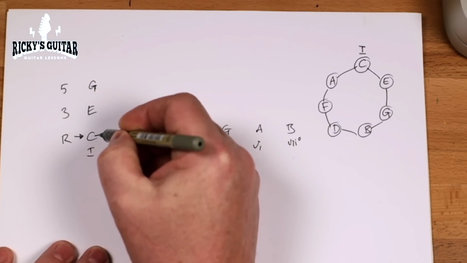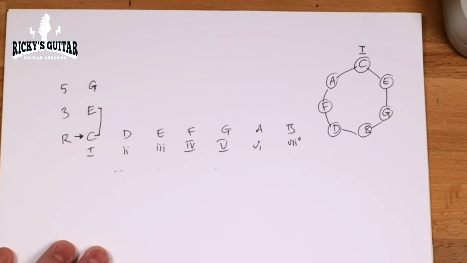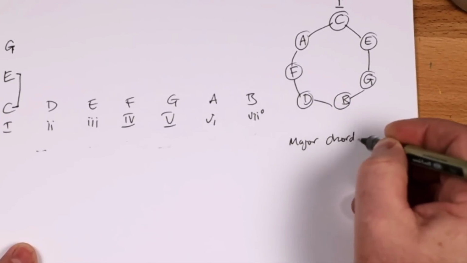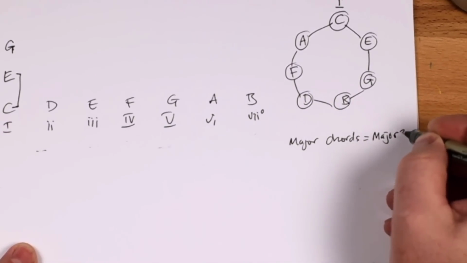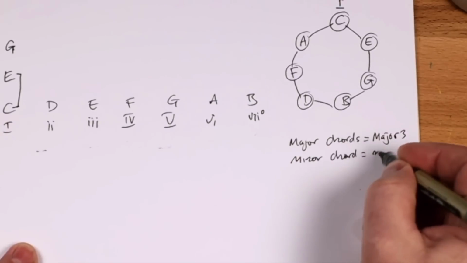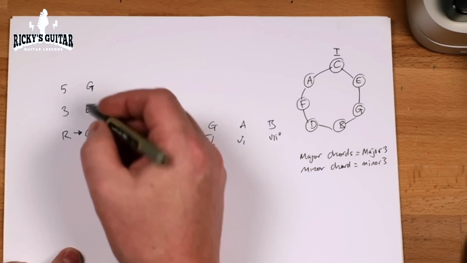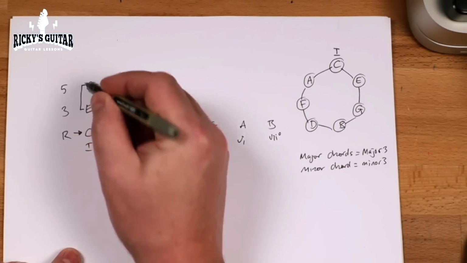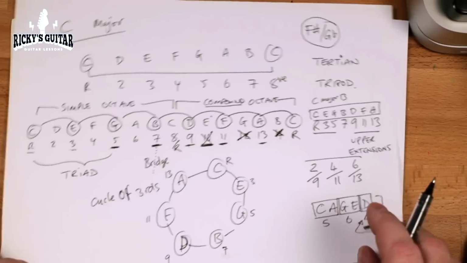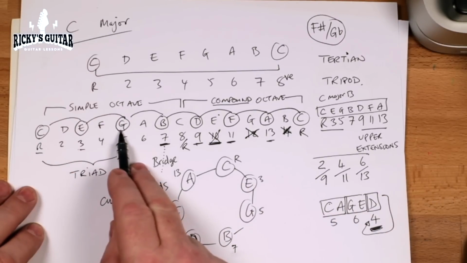The distance between C and E is a major third, and that's what defines the tonality of the chord. Major chords, they have, funnily enough, a major third. Minor chords, they have a minor third. So we've got that going on there. But we also get another third here. Look, you can see it. This is the same expression. This is another way of looking at the triad.